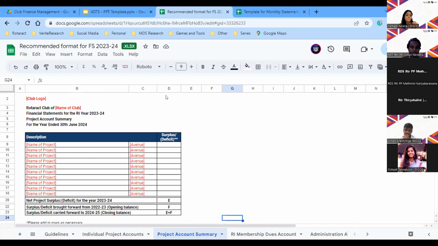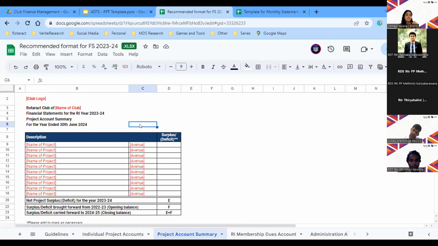Right, since I don't think there are any more questions for that section, we are moving on to the second one, which is the project account summary. This is basically the summary, including all the projects that have happened in your year and whether each made a surplus or a deficit. Again, did it make a profit or was it a loss?